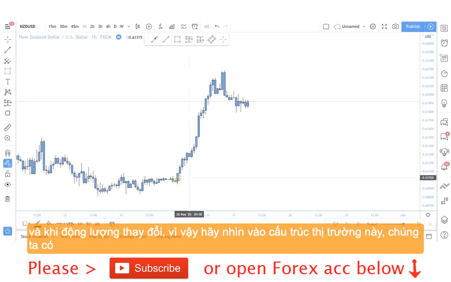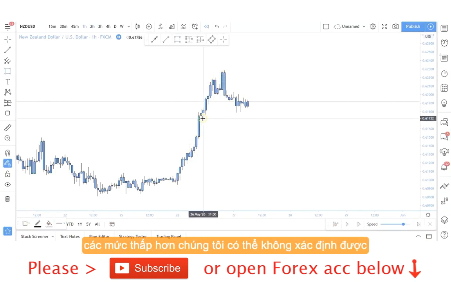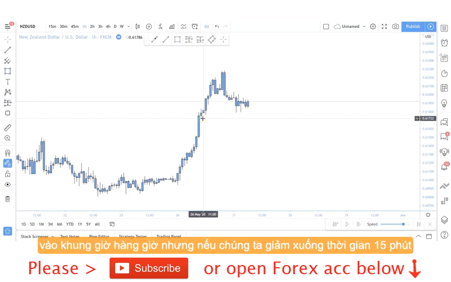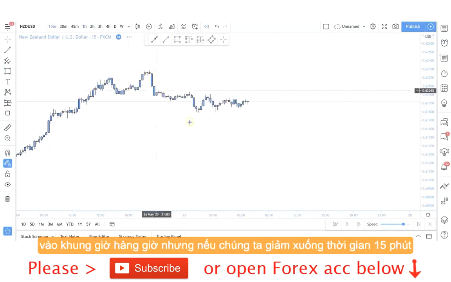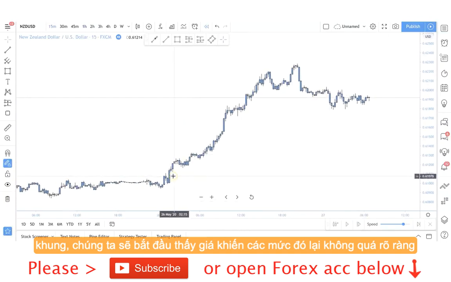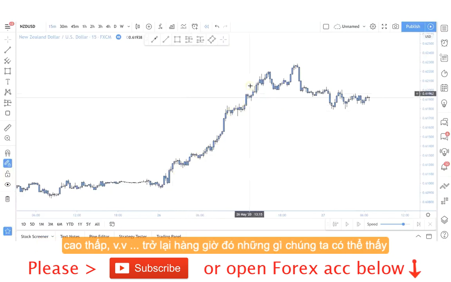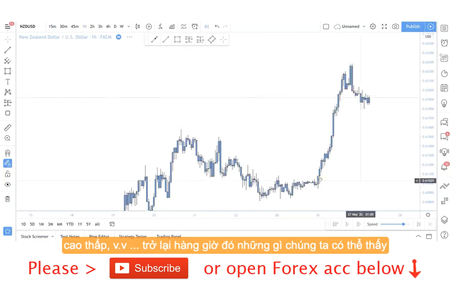So let's look at this market structure. We have a strong bullish structure to the upside. We're clearly making higher highs and higher lows. We may not be able to determine them on the hourly time frame, but if we go down to the 15-minute time frame, we'll start to see the price making those levels. Again, not so clear, but we have a push phase, higher low, push phase, higher low, push phase, higher low, etc., etc. Back to that hourly.